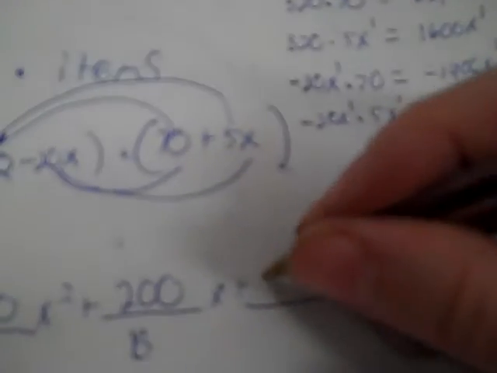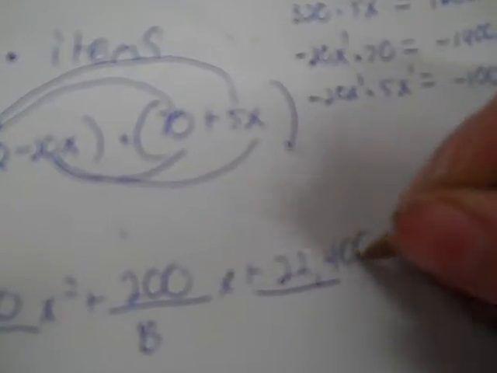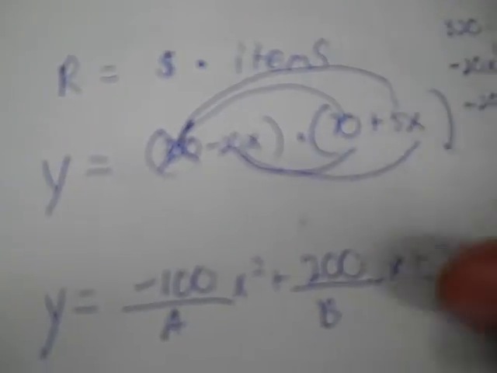Okay, so I have negative 100. A is negative because that goes this way. B, I take 1,600 plus negative 1,400, and that's 200. And then I have 22,400. Okay, so this is A, this is B.